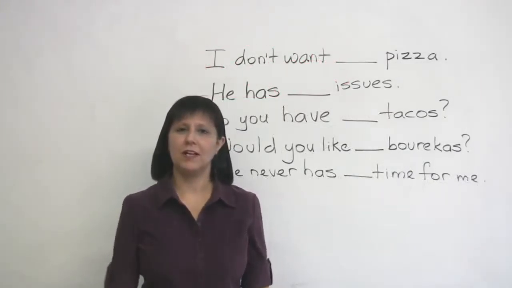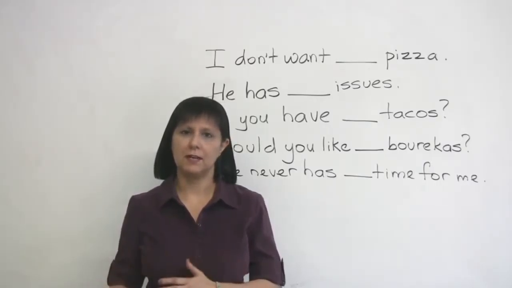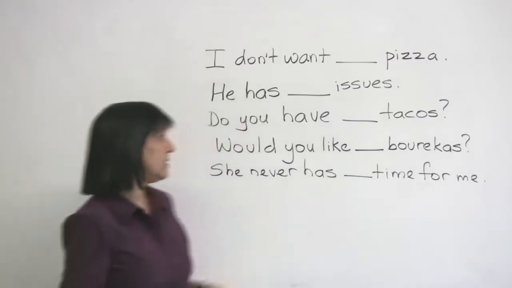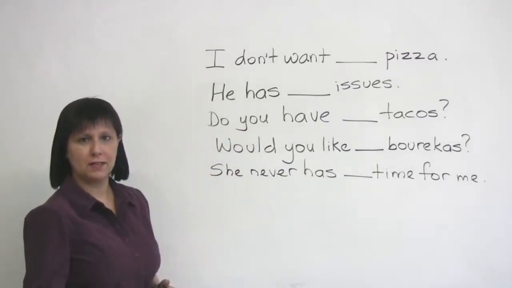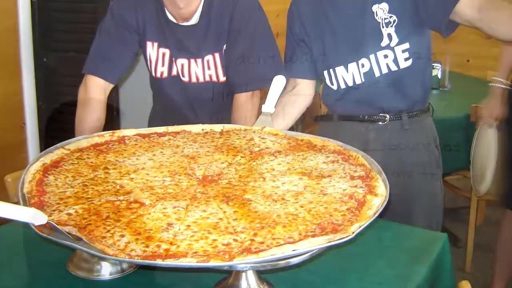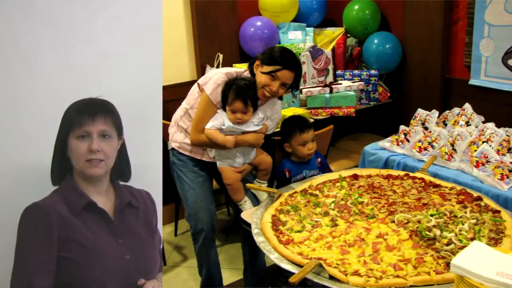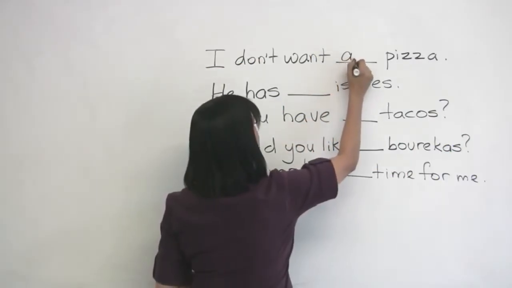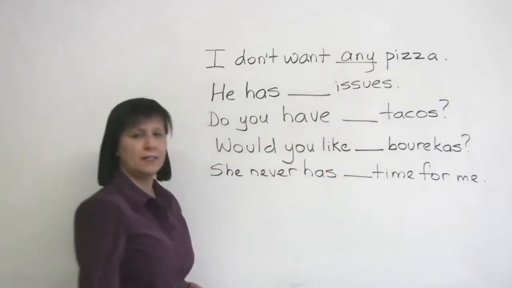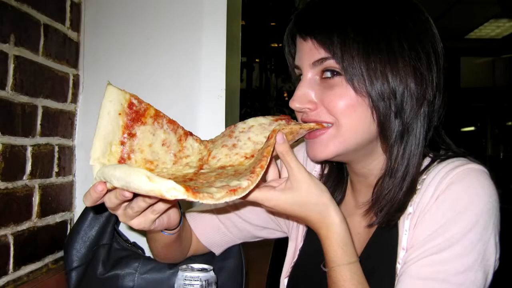Okay, so let's try a little quiz now to see how well you've understood the concept of some and any. Alright? Let's take the first one. I don't want blank pizza. What would you say? Some or any? Okay? The correct answer would be any. I don't want any pizza because it's a negative sentence.